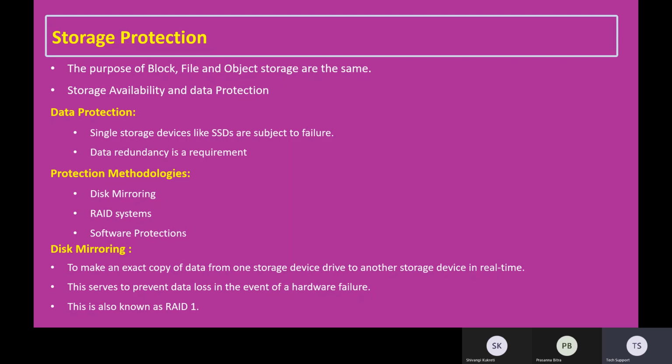At the end of the day, storage protection's main key point is storage availability: how effectively we are maintaining the storage, and also data protection. When it comes to data protection, single storage devices like SSDs are subject to failure. Suppose in our laptop or our server we have one SSD disk. There is a chance of SSD disk failure. To avoid that failure scenario, data redundancy is a requirement.